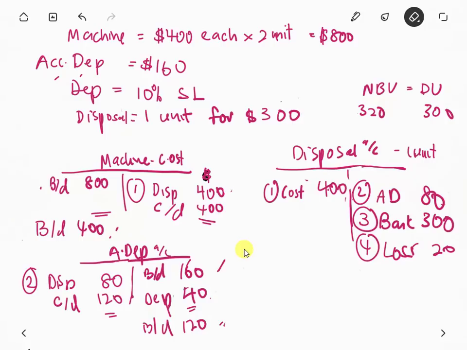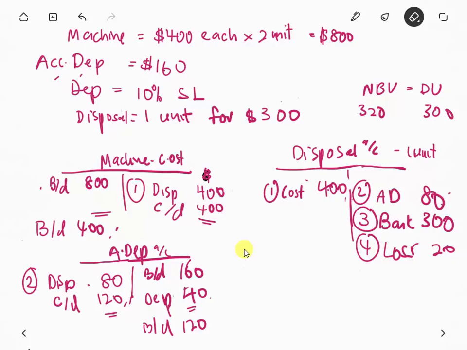Now, if we look at accumulated depreciation, how many items are there? We got opening, we got closing, which is transferred to here. Depreciation we know is credit side here, and disposal. This is step 2. And step 2 means transfer to here. Correct?